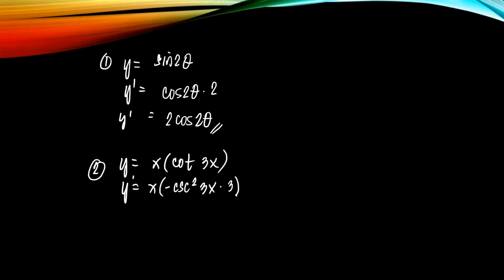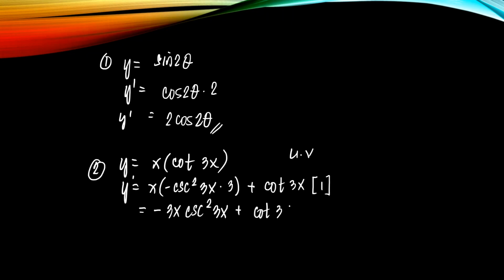Pero, take note, dalawang function na magka-separate. Plus, copy the second, derivative of the first. Kasi this one is a u times v. Negative 3x cosecant squared of 3x plus cotangent of 3x is the correct answer.